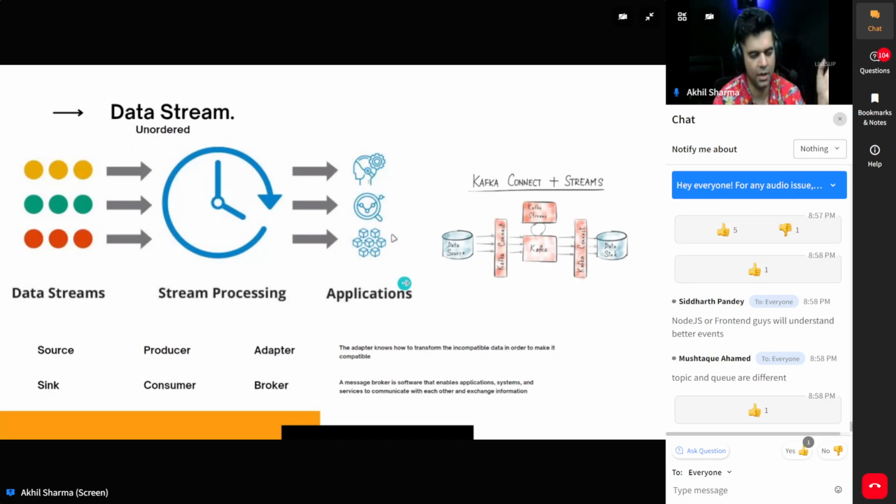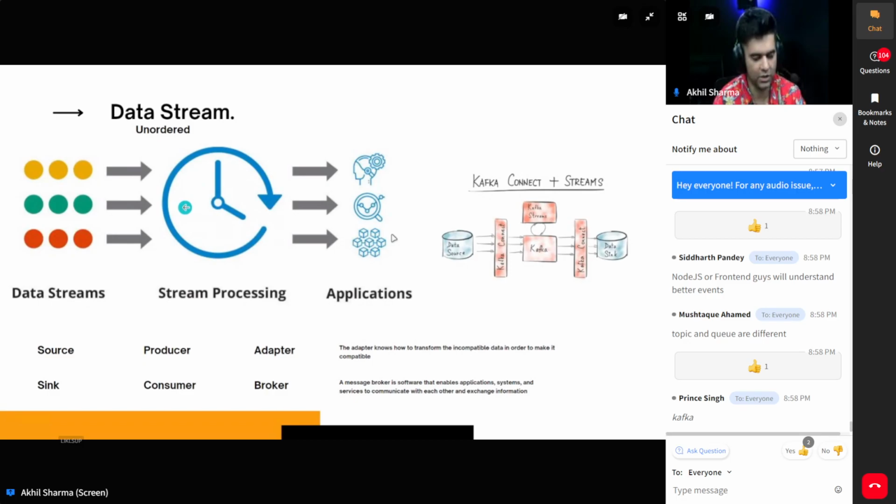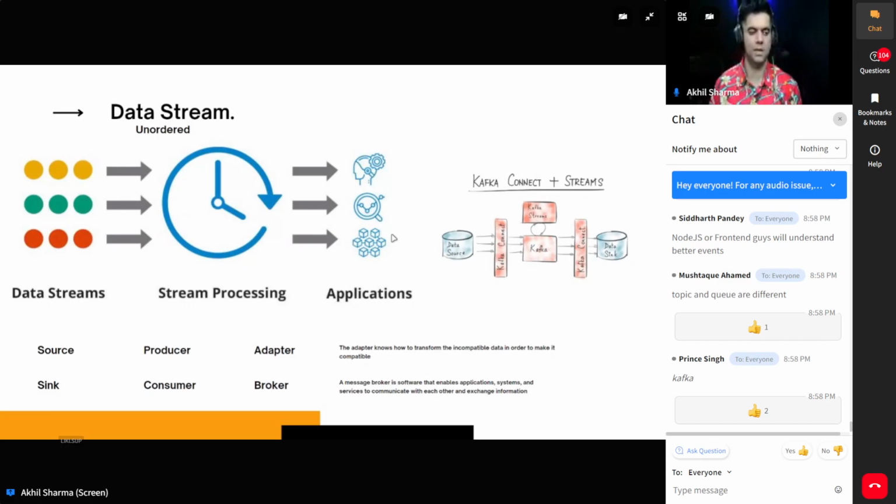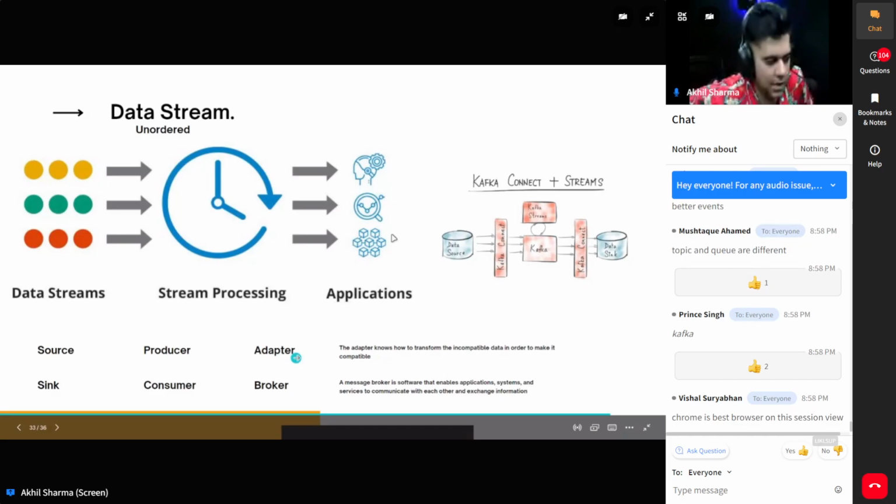Now, it's okay if this is not very clear to you. All you need to understand right now in this presentation is that data streams work with unordered data and they work with real-time data processing. And if this much you've understood, that's okay, because on the board, we'll dig down deeper. Producers produce events, consumers consume events. Adapters make sure that the data on the stream is compatible with all the consumers.